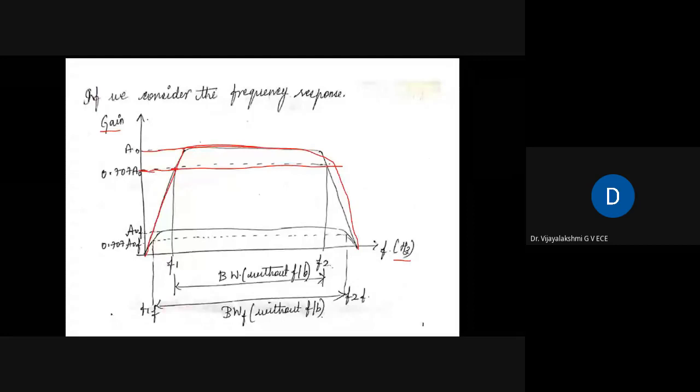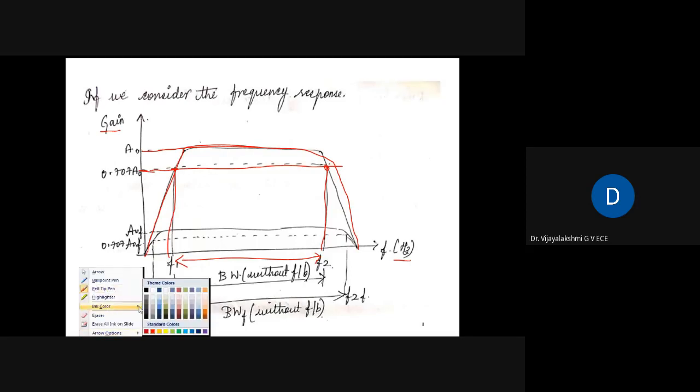Okay, so this point will give me the lower cutoff frequency, and this point will give me the higher cutoff frequency. So bandwidth, this is the bandwidth. We take the difference of these two frequencies, F2 minus F1. That will give me the bandwidth without feedback. Okay, now the bandwidth with feedback is this.